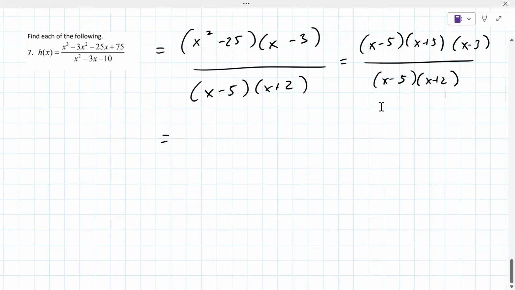You can see there's a hole at 5. You can get the x-intercepts, the vertical asymptote, things like that.